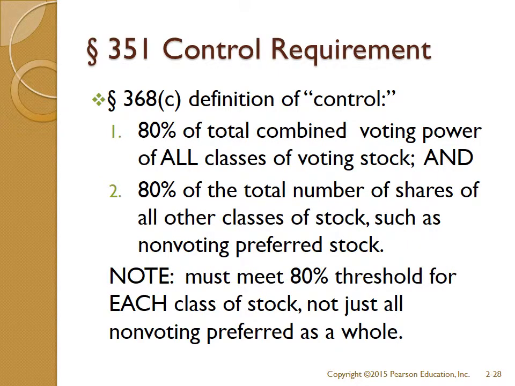The control requirement, like I said, under 368(c), control means basically 80% of all stock. You have to meet both of these categories. You have to have 80% of any stock that has voting power and 80% of the overall number of shares, whether that be non-voting or voting stock. So first look at the voting stock, and see if you have 80% there. Then add every share in the company together, see how many shares you have, and check whether you have 80% there.